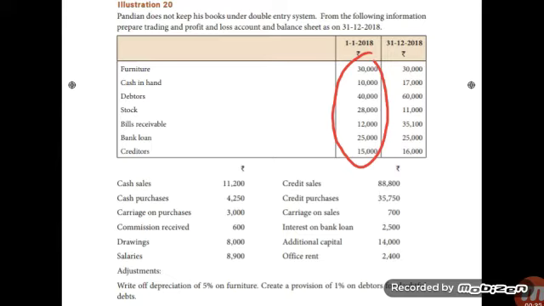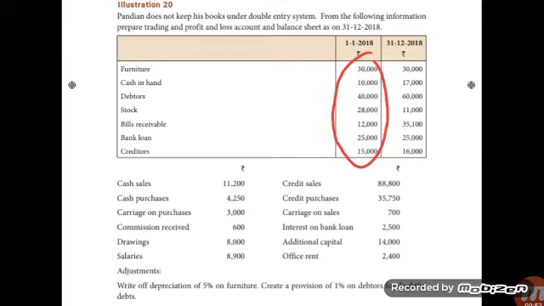So our first step is the preparation of opening statement of affairs. Draw the statement and write the title. In the books of Pandian, statement of affairs as on 1st January 2018. 1st January is the opening date. Enter assets on the asset side and liabilities on the liability side.